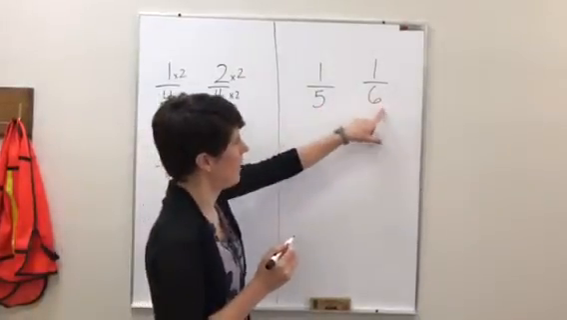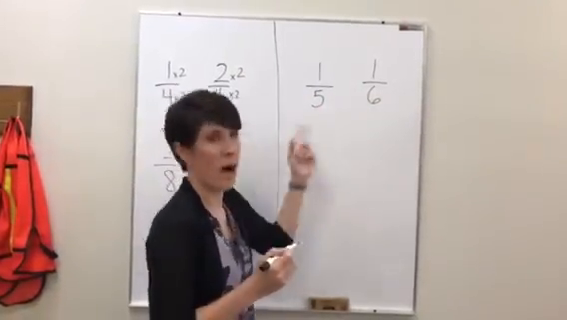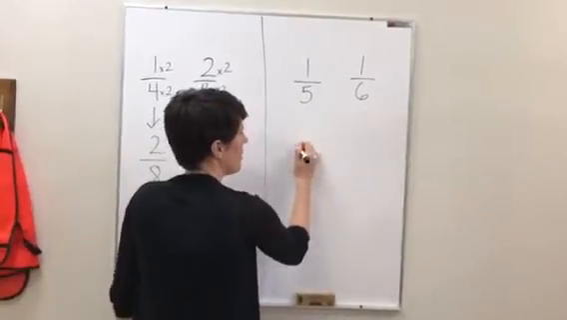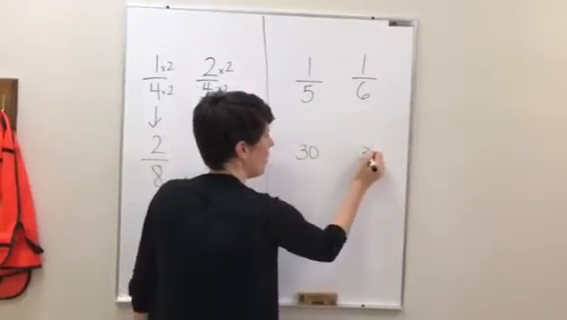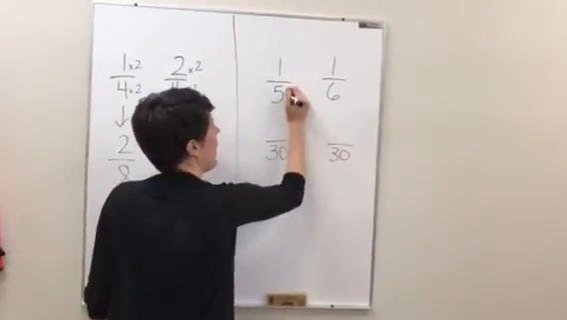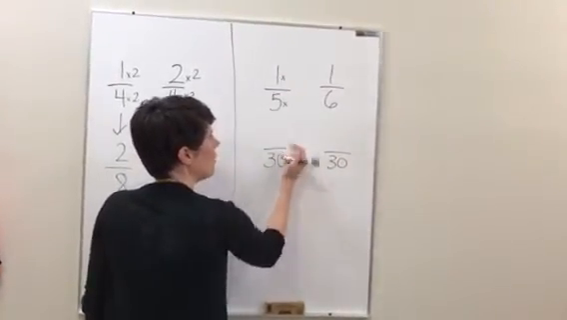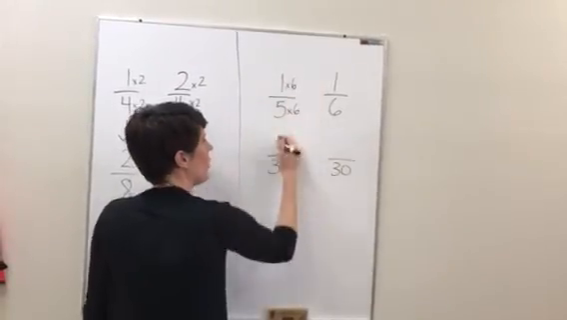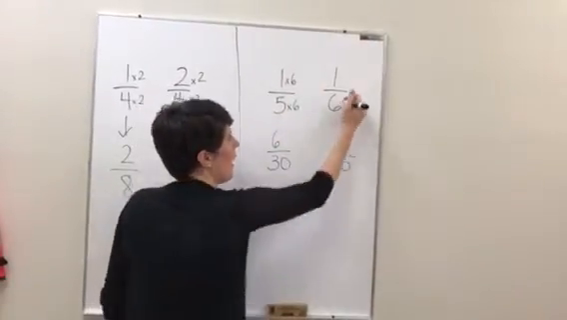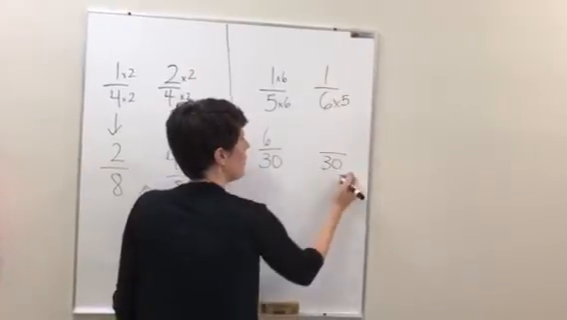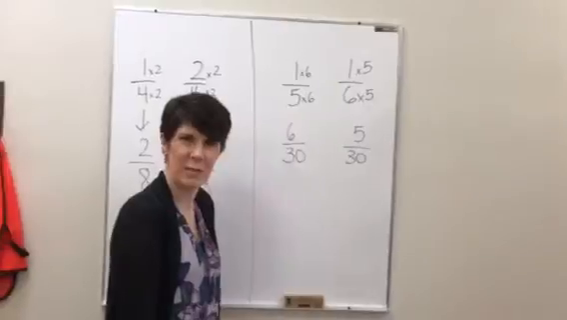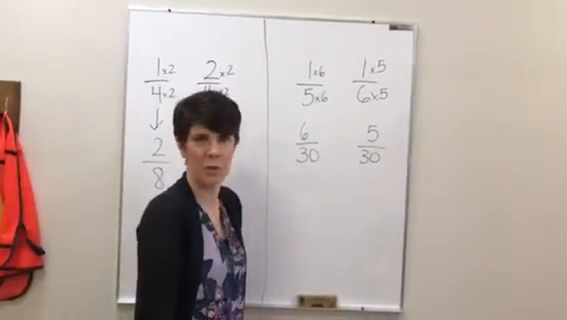If I had an example like this, I might need to find a common denominator first. So I know that 5 times 6 is 30, so I could say that each of them are going to have a denominator of 30. And then I need to figure out what I would multiply to get 30. So 5 times 6 gets me 30 here, and 1 times 6 gets me 6, and 6 times 5 gets me 30 here, and 1 times 5 gets me 5 here. But that still presents the problem that there's not a fraction between them.